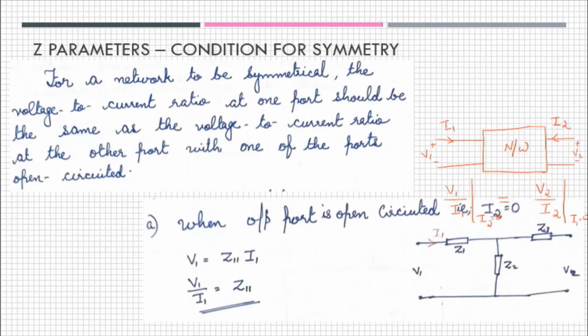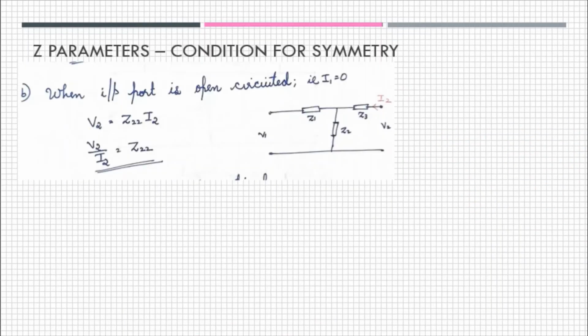So let's consider the first case where I2 is 0. When I2 is 0, V1 will be equal to Z11 into I1. The second term, Z12 I2, will be 0 because I2 is 0. So V1 by I1 is equal to Z11. Now let's consider the second case when I1 is 0. When I1 is 0, V2 will be equal to Z22 I2. The next term is Z21 I1. I1 is 0, hence it will be 0. So V2 by I2 is equal to Z22.